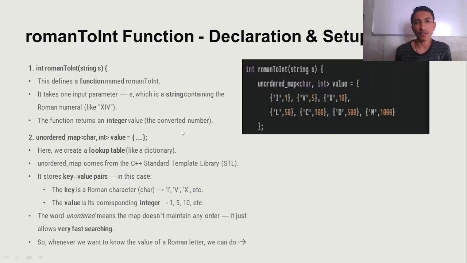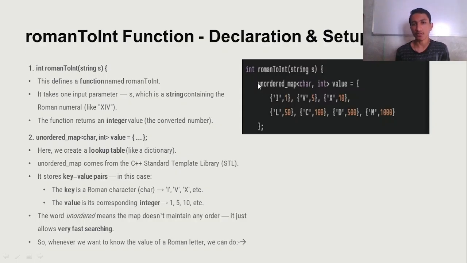Now let's talk about the main code of our romanToInt function, its declaration. What is int romanToInt(string s)? We will talk about each and every line of the code in depth. This defines a function named romanToInt. It takes one parameter s, which is a string containing the Roman numeral like XIV. The function returns an integer value, the converted number.